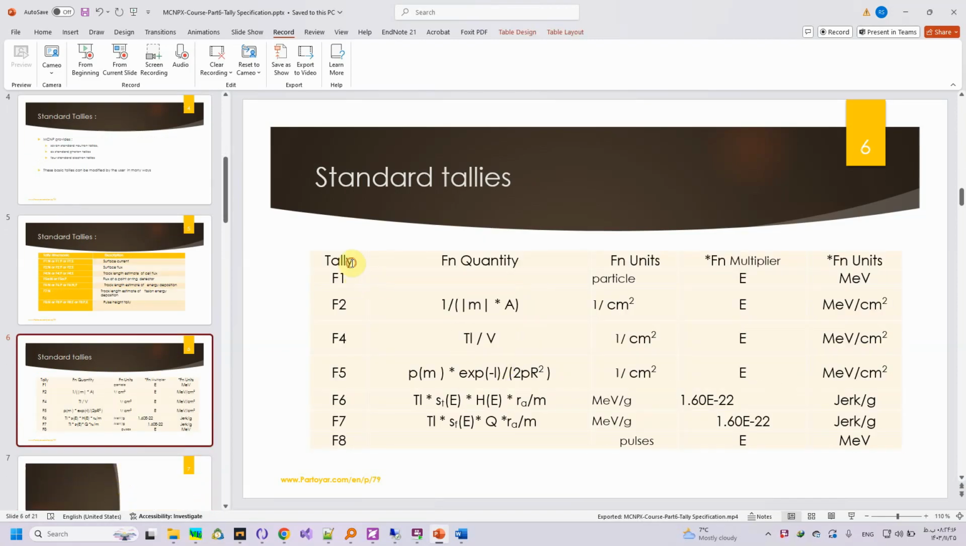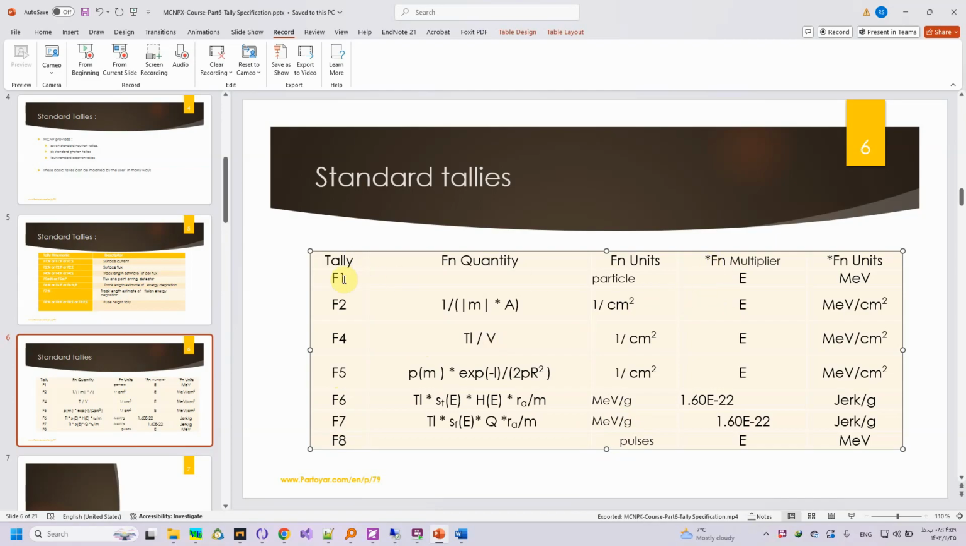These standard tallies have quantities. F1 is per particle. For F2, the output unit is 1 over centimeter squared. F4 also. F5, F6 and F7 are in MeV per gram. And F8 is a pulse detector.